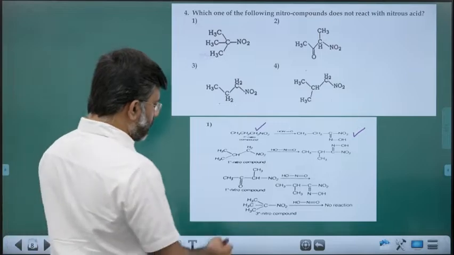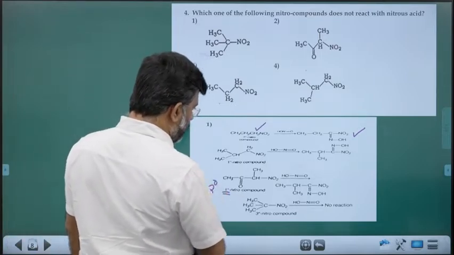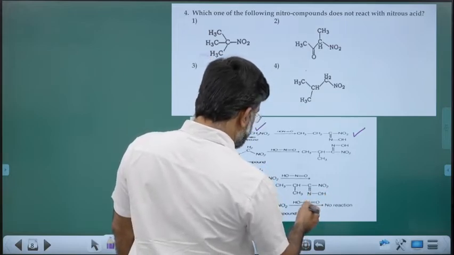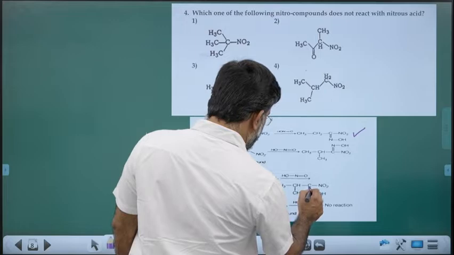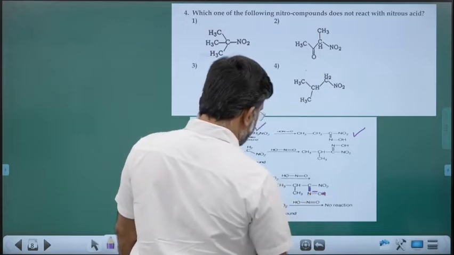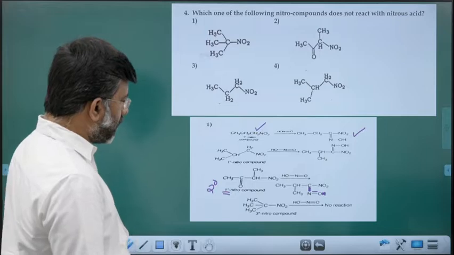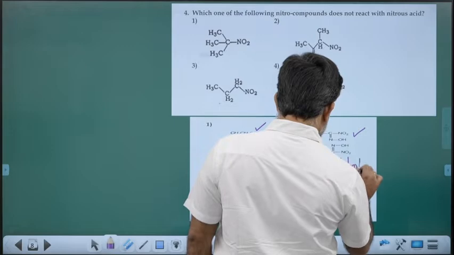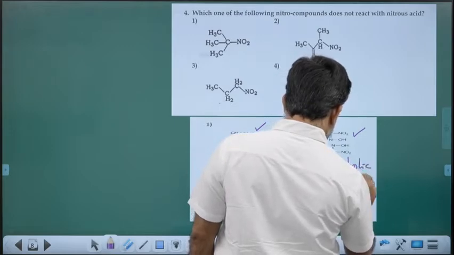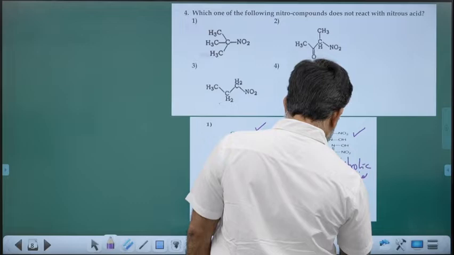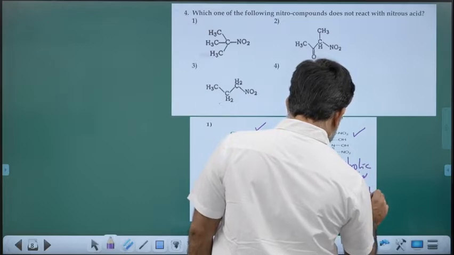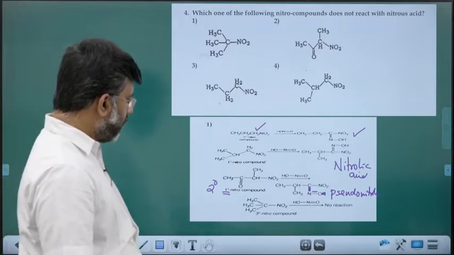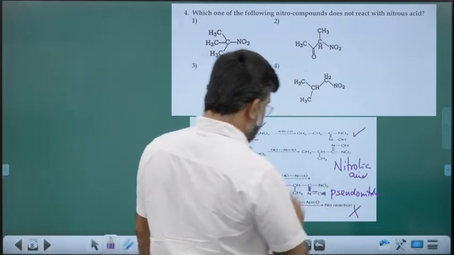Okay, secondary nitro compound. This is not primary. From a secondary nitro compound you will get pseudo-nitrole. This is wrongly given; the product obtained has N double bond O. You are getting pseudo-nitrole. This is nitrolic acid, and this is pseudo-nitrole, which you get from the secondary nitro compound, while with a tertiary nitro compound there is no reaction.